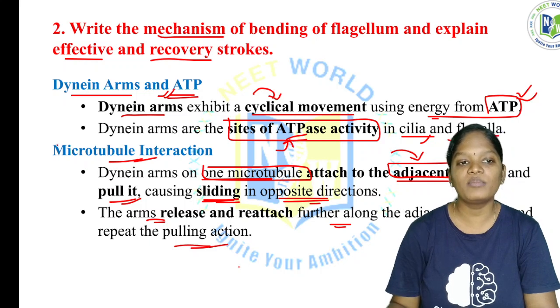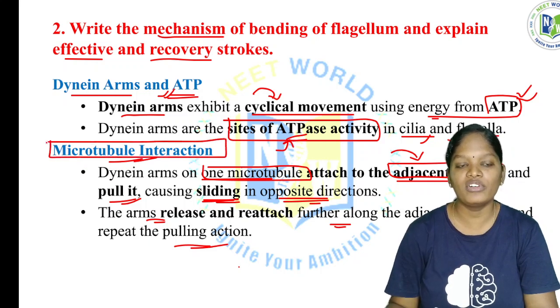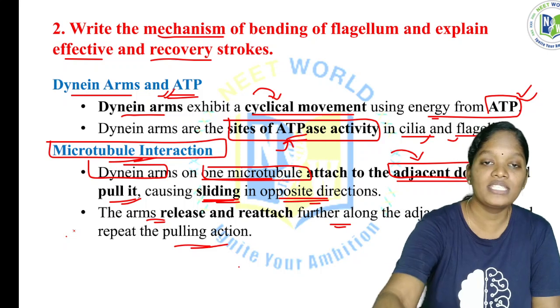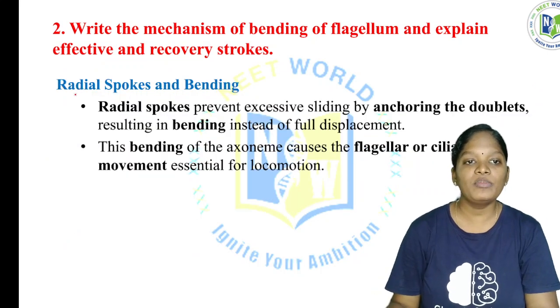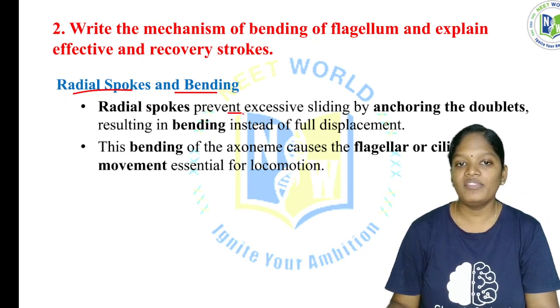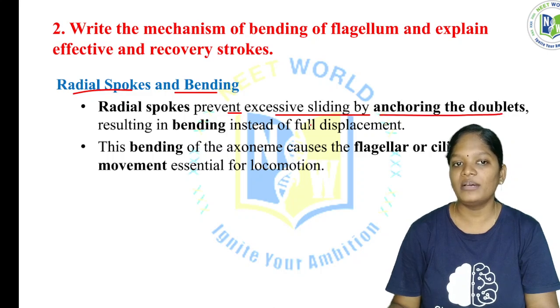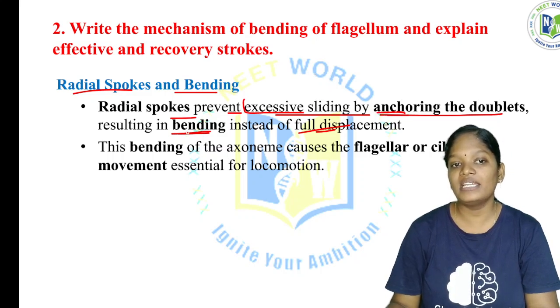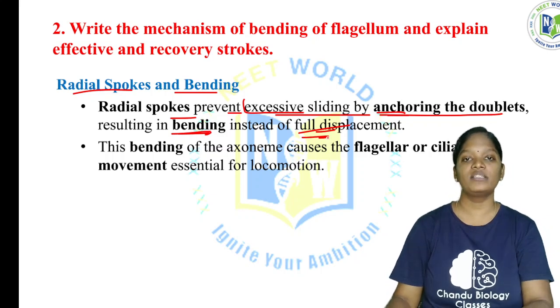You should know that this microtubule interaction is very important for the movement of the cilia, and this interaction involves the dynein arms. So this requires ATP. Now what is the point of having the radial spokes and bending? The radial spokes prevent excessive sliding by anchoring the doublets, resulting in bending instead of full displacement. So the radial spokes are the structure preventing the excessive sliding.